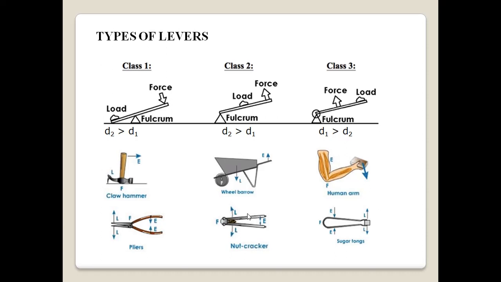Look at the sugar tongs. Just one cube of sugar doesn't weigh much. So to pick up an ice cube or a sugar cube, you can use this type of tongs. The fulcrum is at the left end, the effort is in the middle, and then the load. This load is not very heavy. So mechanical advantage will be less than 1.